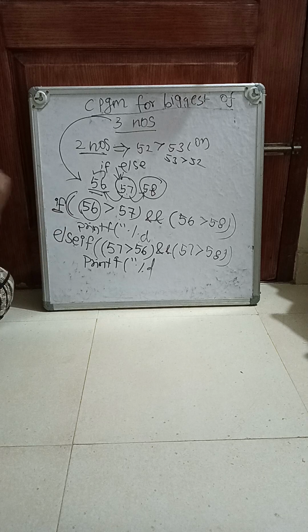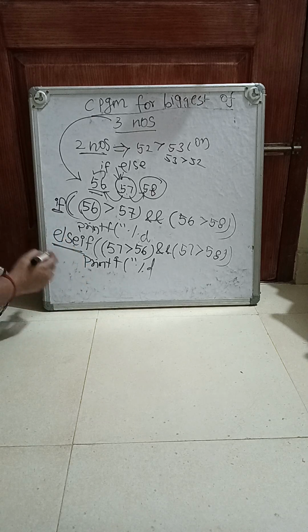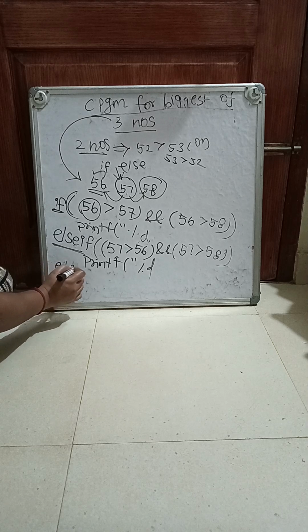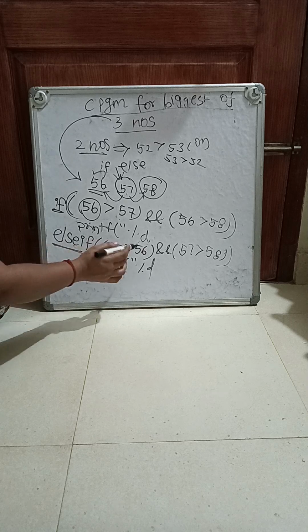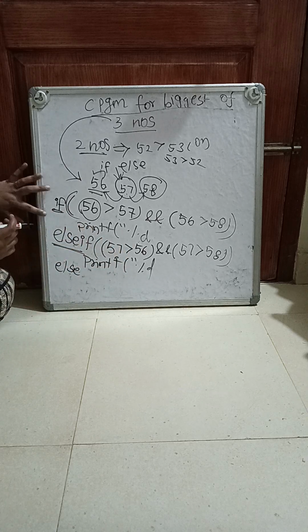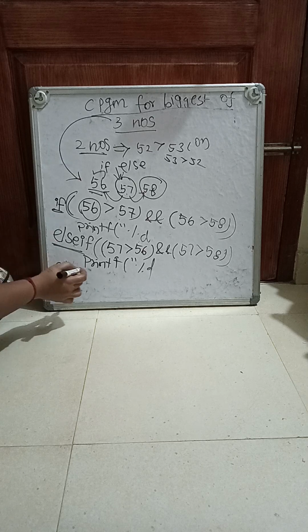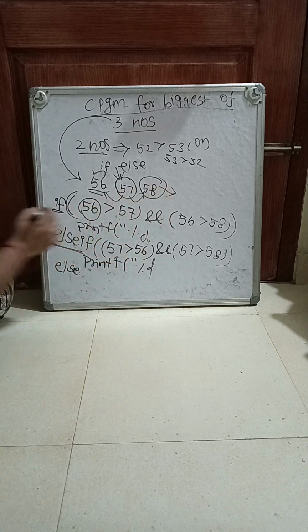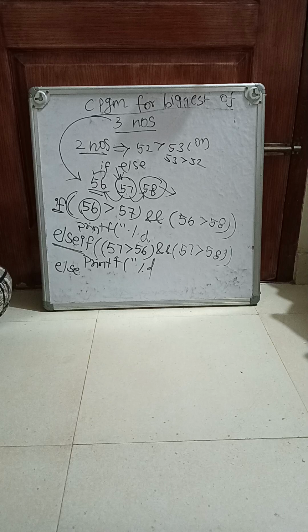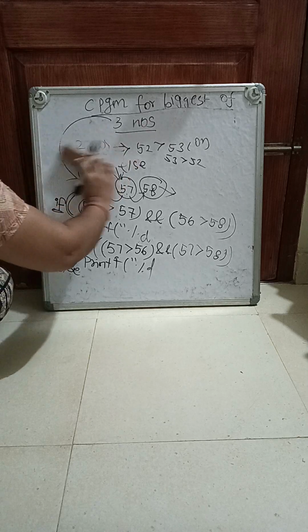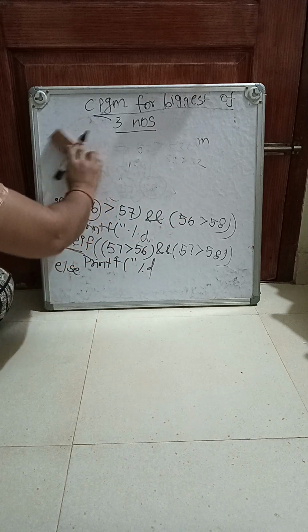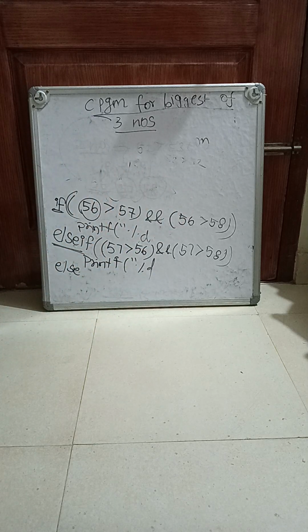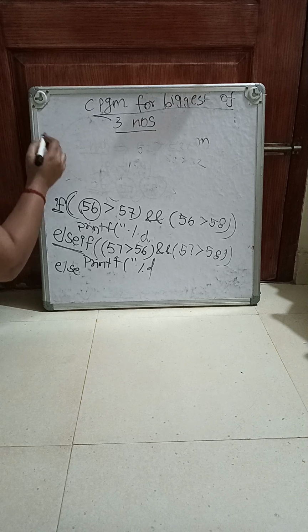So here I have used an if statement, here I have used an else if statement. Finally, I have added else. For this else statement, you need not give the condition, because if both the conditions are false, then definitely 58 is the largest number. So for this, now we are going to write a C program for the biggest of three numbers.